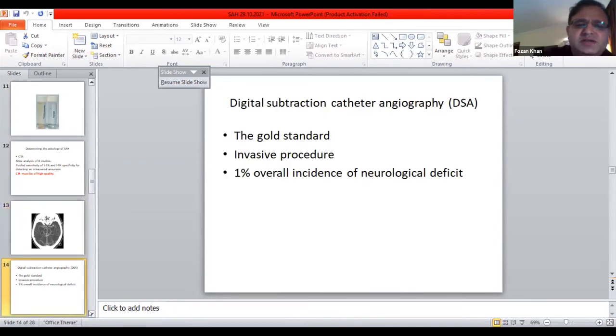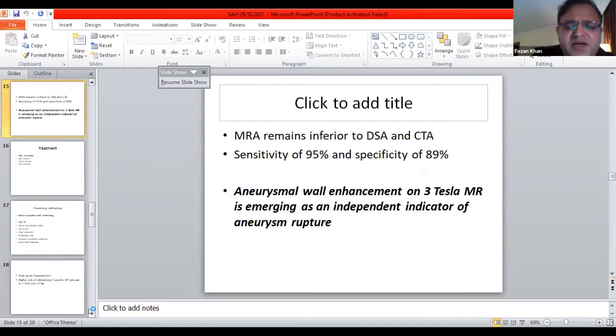The gold standard is DSA, digital subtraction catheter angiogram, but it is an invasive procedure, and overall it has a 1% incidence of neurological deficit. MRI remains inferior to both DSA and CTA. It has a sensitivity of 95% and is less specific. Nowadays, if the MRI is done on a 3 Tesla machine, there is a technique which shows aneurysmal wall enhancement, and it is a good independent indicator of aneurysm rupture in the future.